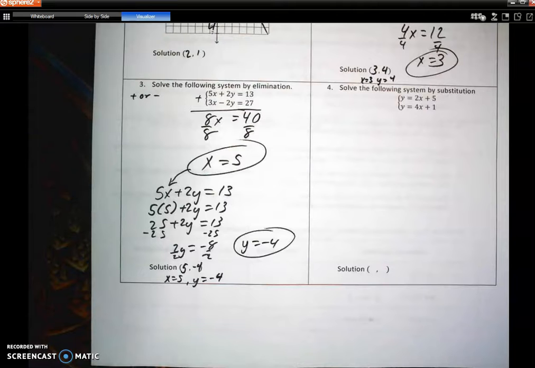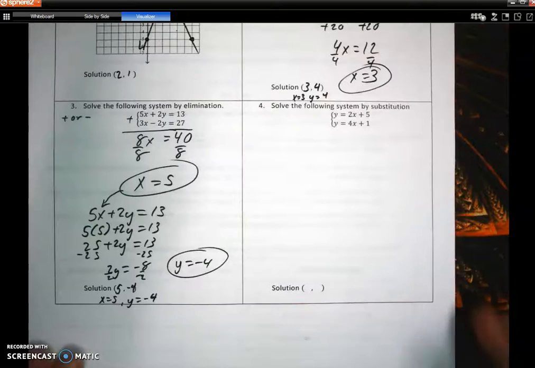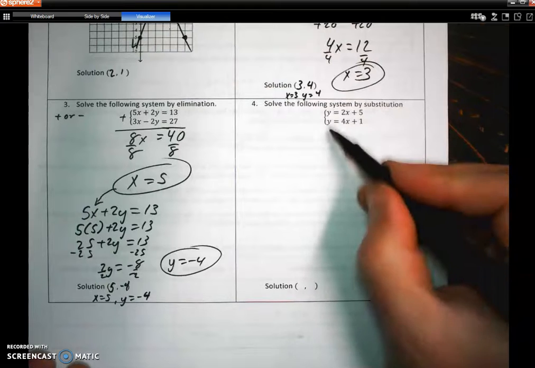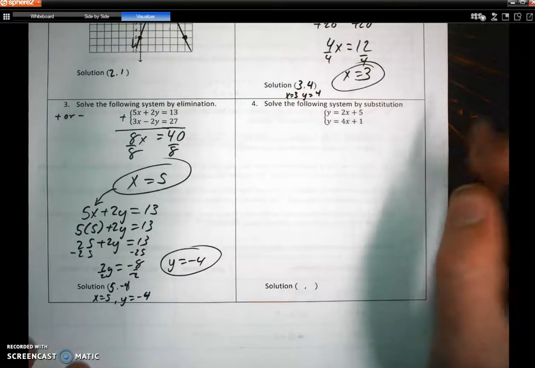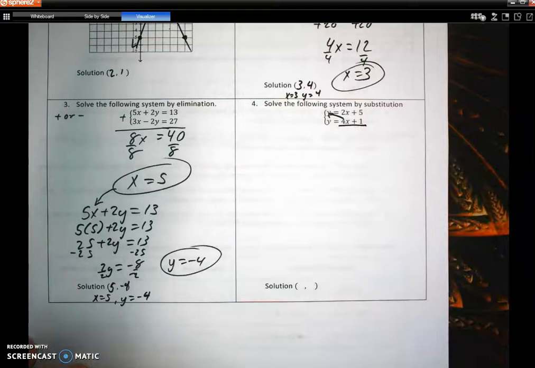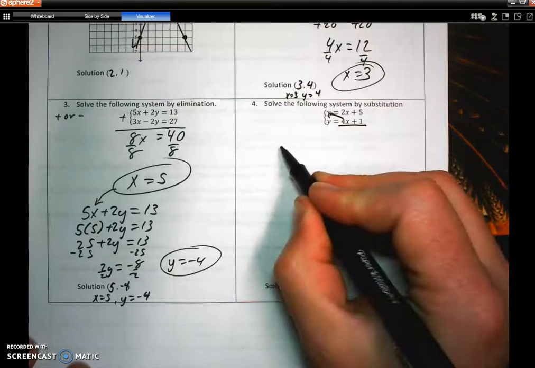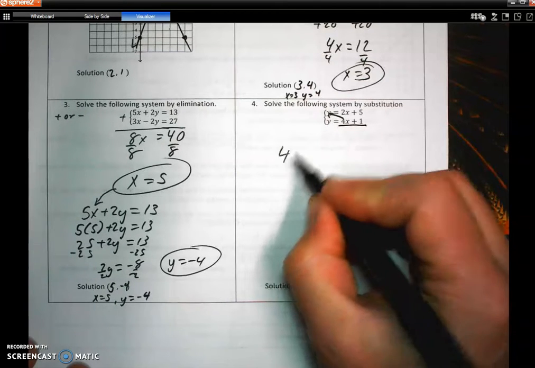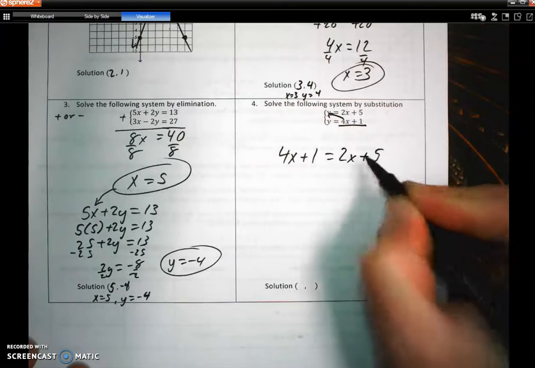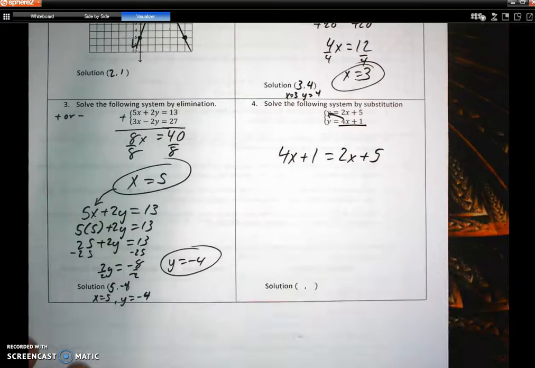Okay, not bad, not bad. Let's keep going. Solve by substitution. This one looks a little tricky because they both equal y. We could graph these, but what I'm going to do is take the second one and plug it into the y in the first one. So the y equals 2x plus 5 then becomes 4x plus 1 equals 2x plus 5. They both equaled y, so I set them equal to one another.